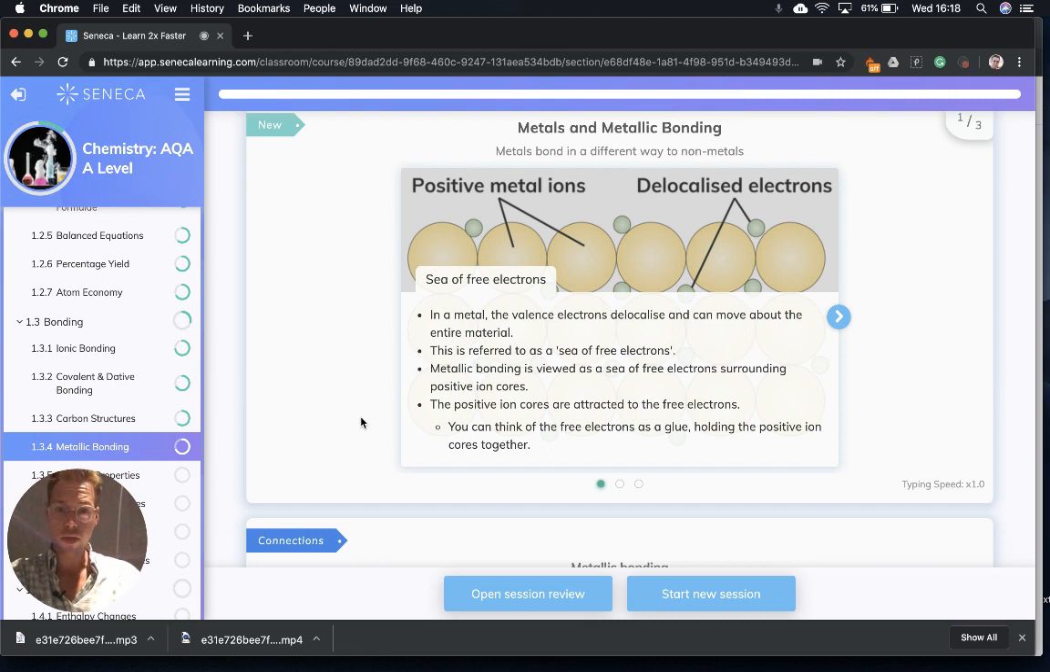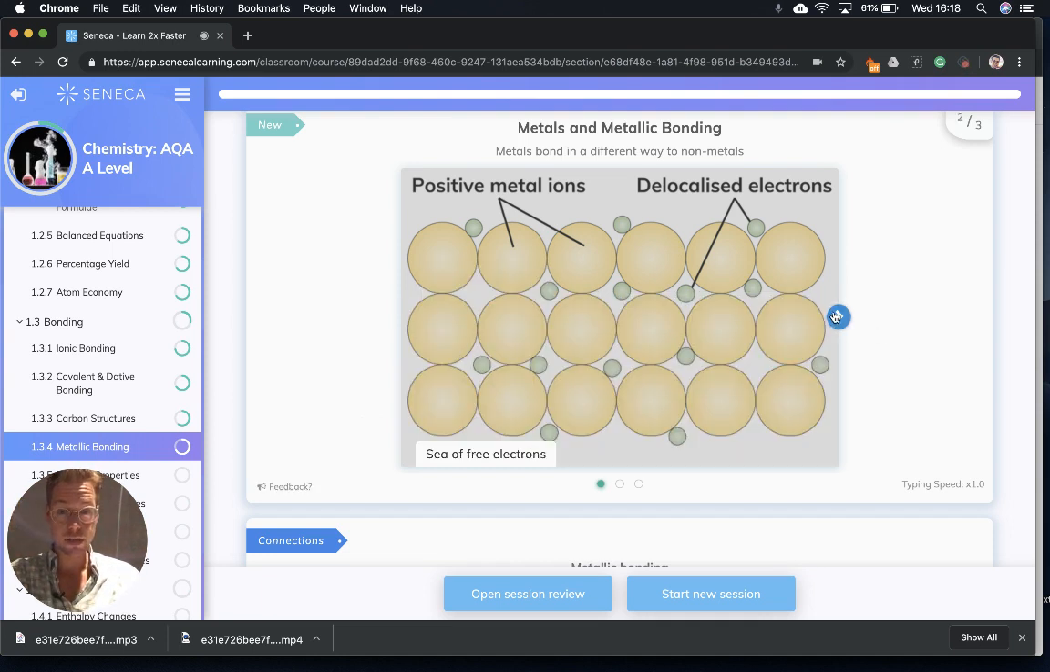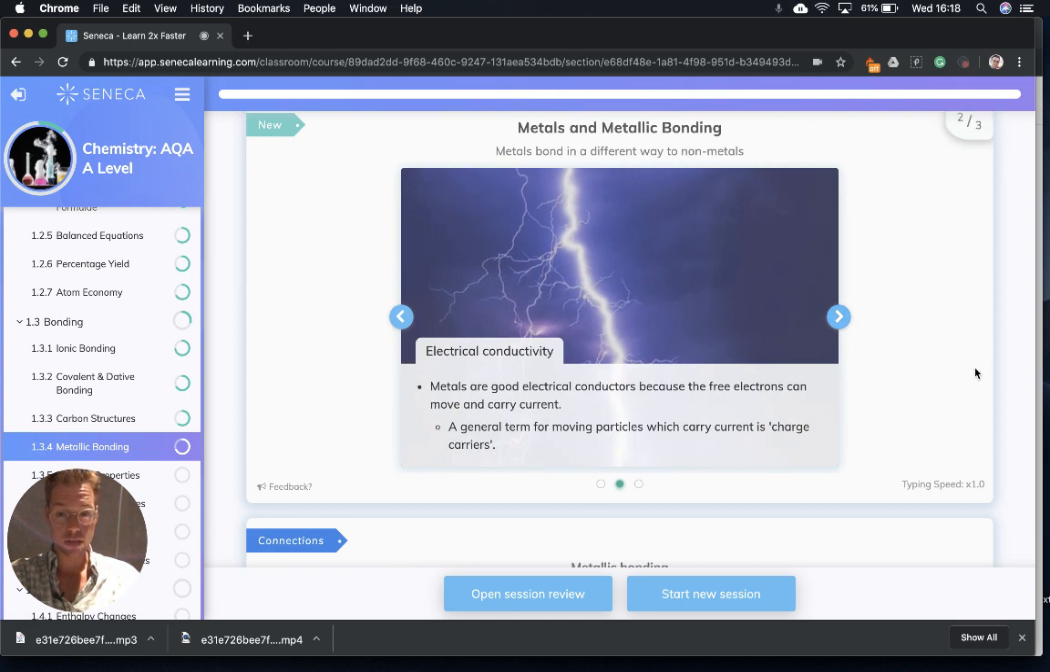If you're wondering why those ions are positive, it's because, remember, the metal loses its valence electrons. And because we lose those valence electrons, the metal becomes a positive ion. So it's positive ions with a sea of delocalized electrons. Now, metals are good electrical conductors because the free electrons can move and carry a current. A general term for the moving particles which carry current is charge carriers.